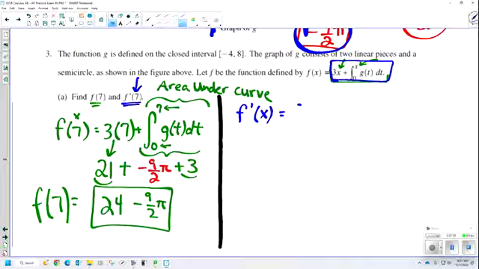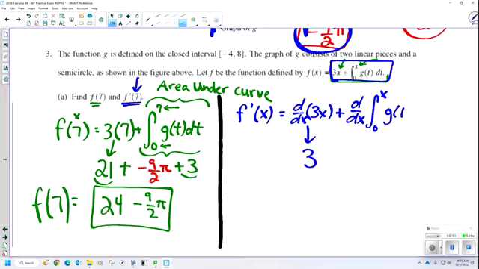So first, I need to take the derivative of 3x, which is just 3. Plus, I need to take the derivative of the integral from 0 to x of g(t) dt. Now, a wonderful thing happens when you take the derivative of an integral. They kind of cancel. This cancels with the integral, and when the integral goes bye-bye, so does the dummy variable. And what's left is, whatever the upper bound is, I put in for my t. So really, it's plus g of x.